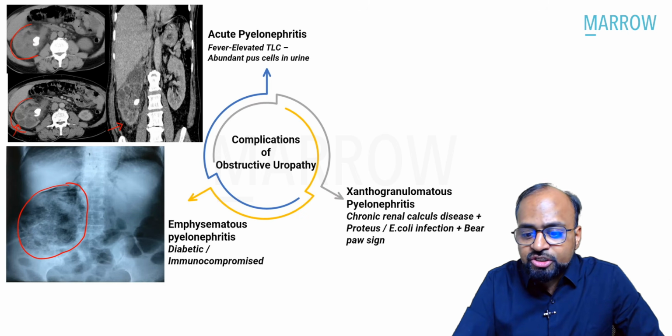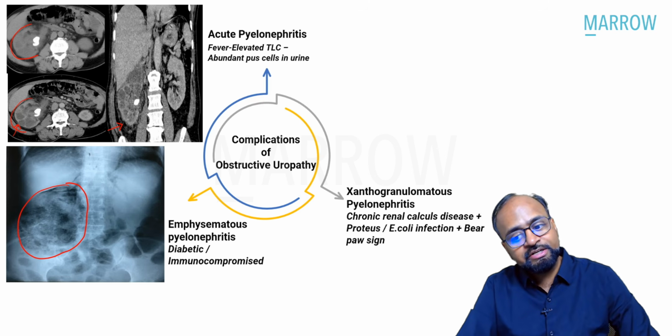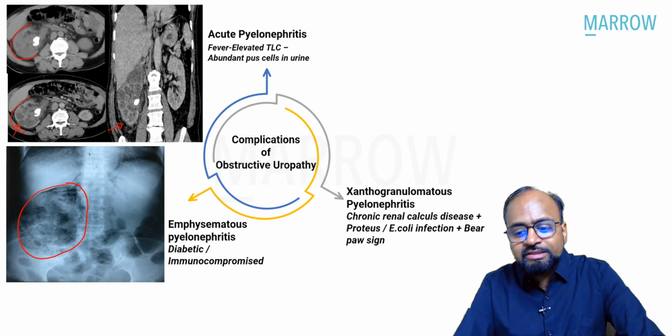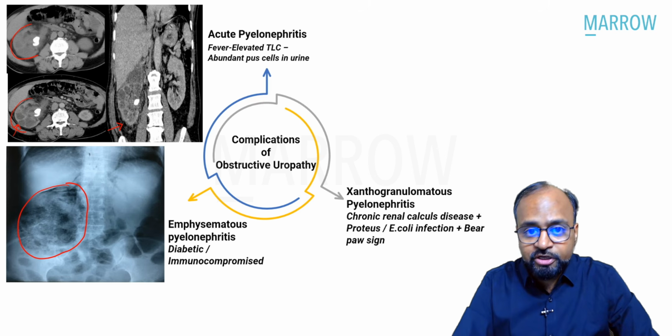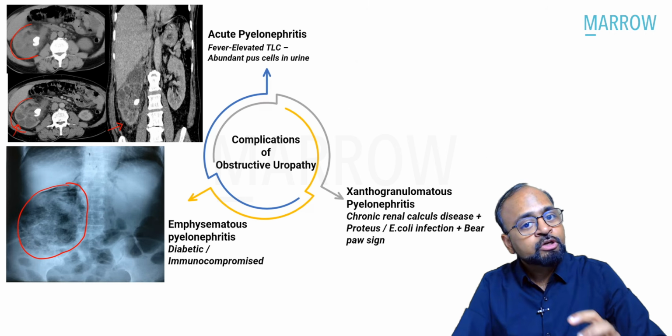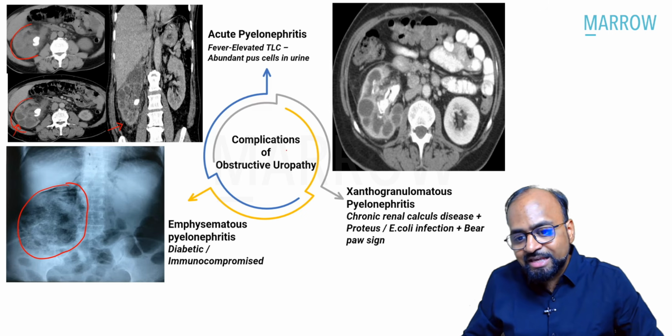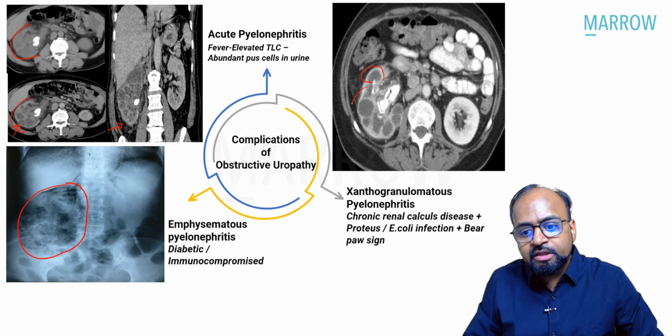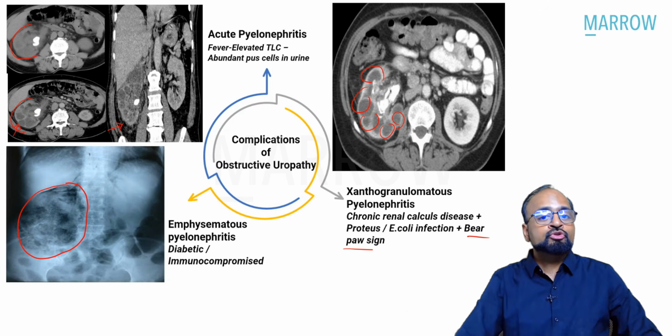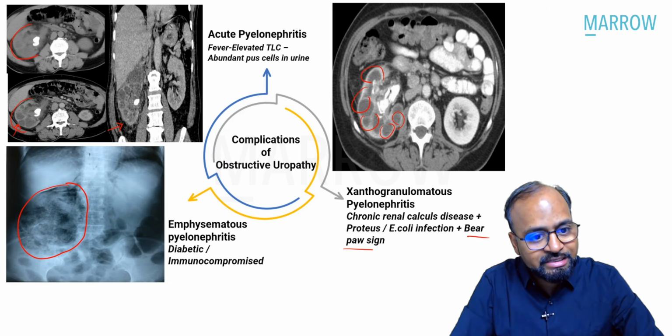Another typical condition is xanthogranulomatous pyelonephritis. This is because of chronic renal calculus disease with superimposed infection from Proteus or E. coli, typically presenting with a central dense calculus and multiple round collections in the renal parenchyma. So this looks like a bear paw, and this is what is called the bear paw sign. So this is what you need to know as far as urolithiasis is concerned.